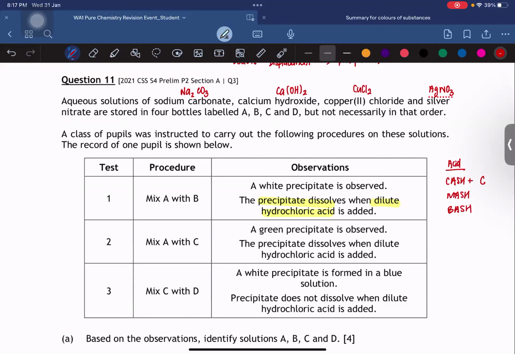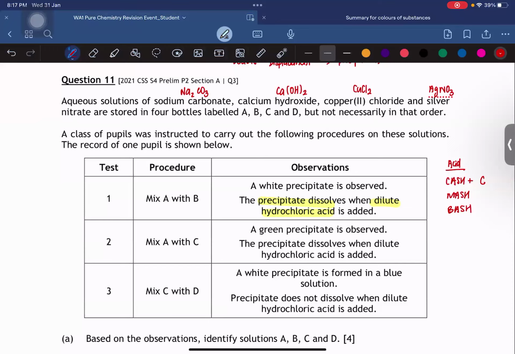Bash is base plus acid gives you salt plus water, H2O. Mesh is metal plus acid gives you salt plus hydrogen gas, H2. Cash is carbonate plus acid gives you salt plus water and an extra cash, extra carbon dioxide. Understand? So if you all cannot remember the acid equations, these three are the ones: your mesh, bash, cash.